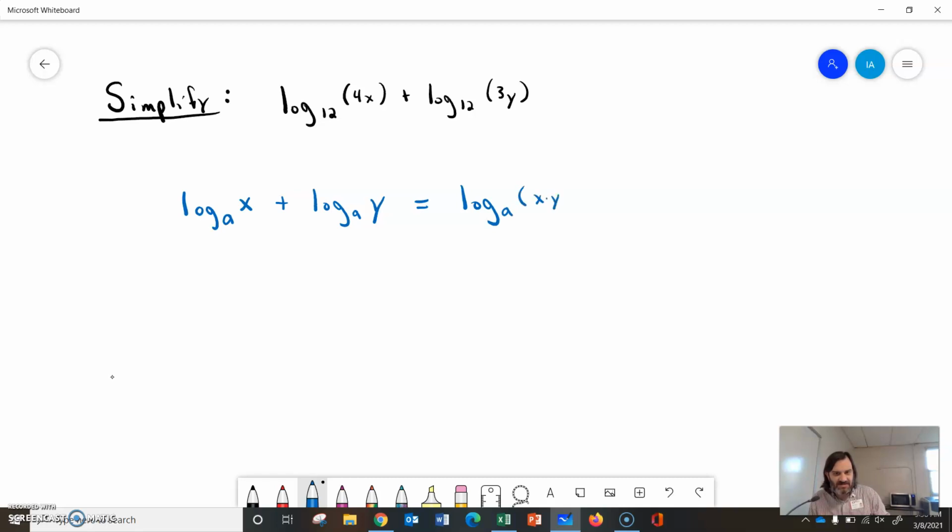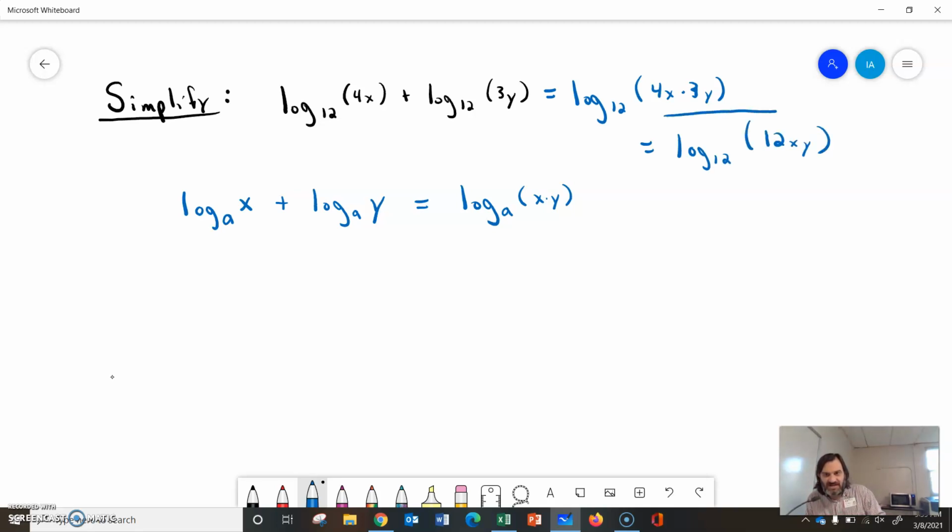So log base a of x plus log base a of y is equal to log base a of x times y. So we take the arguments of the two logs we're adding and we turn it into a multiplication, but we have to have the same base. And in this case up here, our base is 12. So when we add these two together, we'll have log base 12 of 4x times 3y, which will probably look a lot better if we just write it as log base 12 of 12xy. So that's how I would clean that up and simplify.